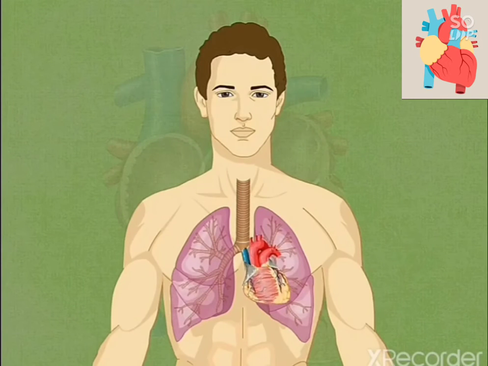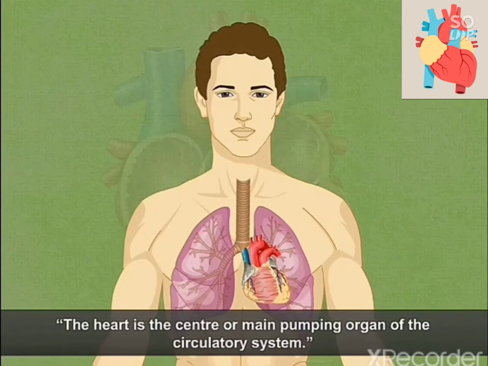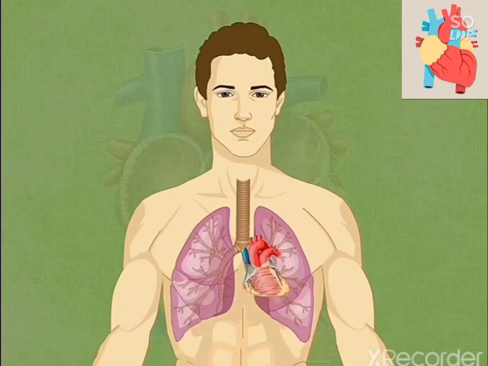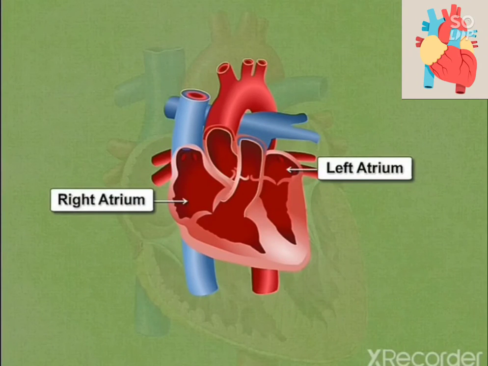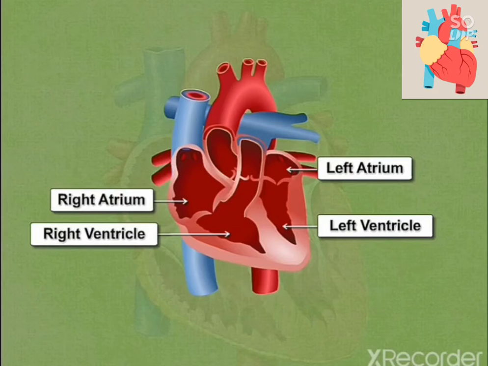The flow of blood within the body is called blood circulation. Heart is the main pumping organ of the circulatory system. The human heart is divided into 4 chambers with 2 separate atria and 2 separate ventricles. Let us see how blood flows through heart.